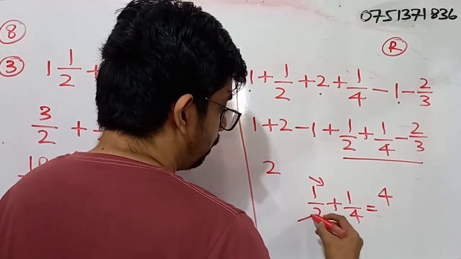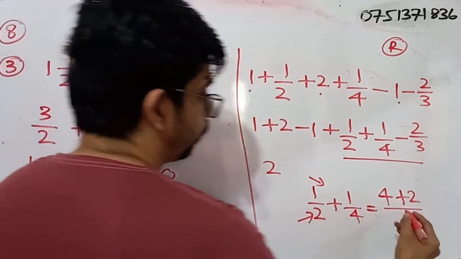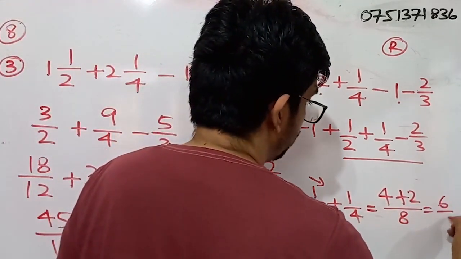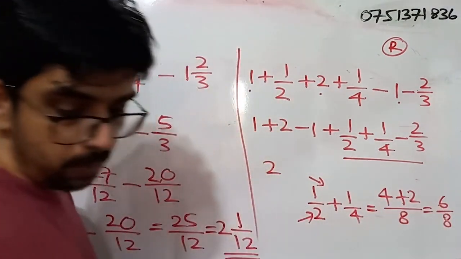Next we cross multiply from this side, 2 times 1, that is 2. Then 2 times 4, we get 8. So this will be what? 6 by 8. So the outcome of these two is 6 by 8.